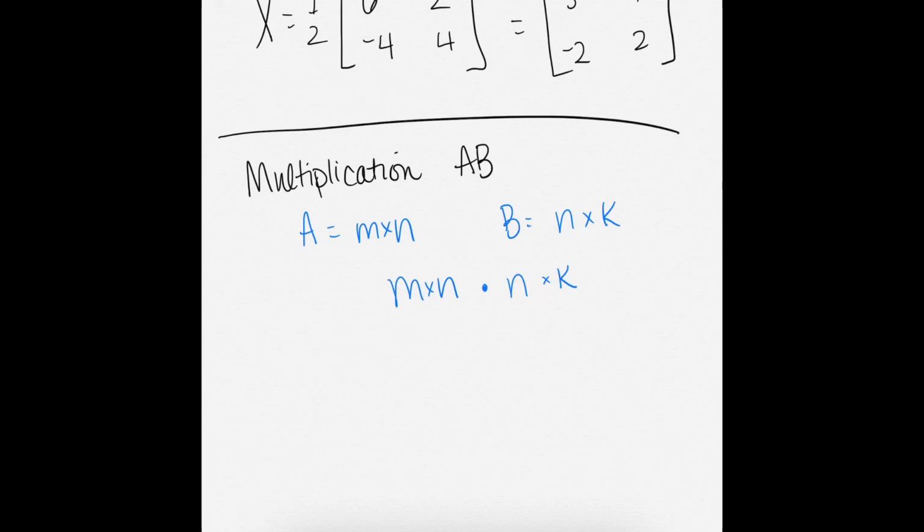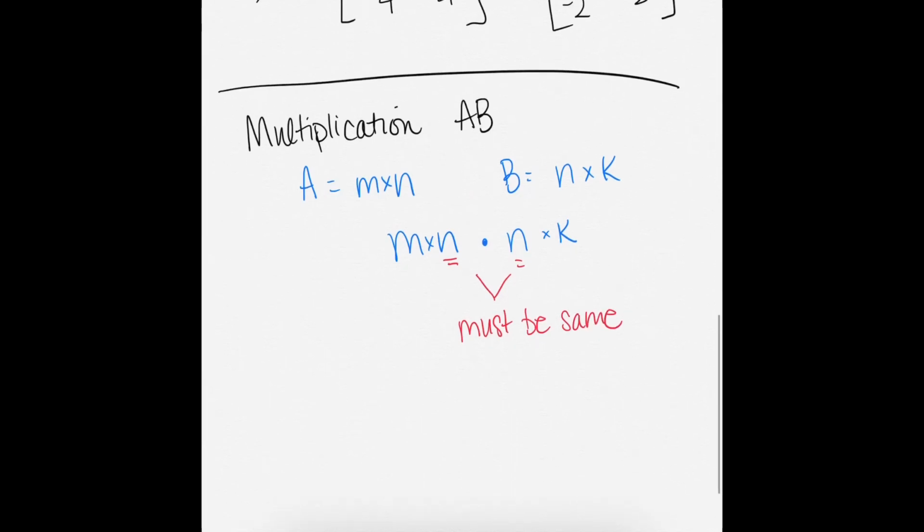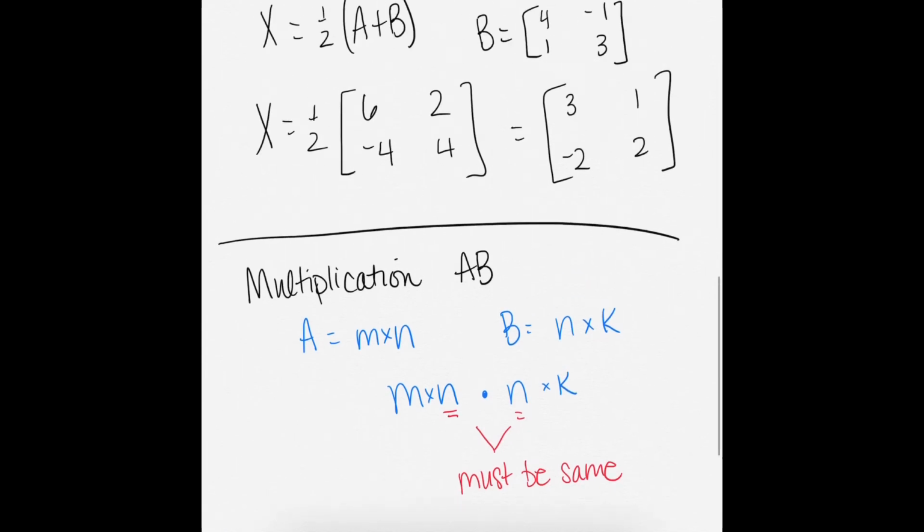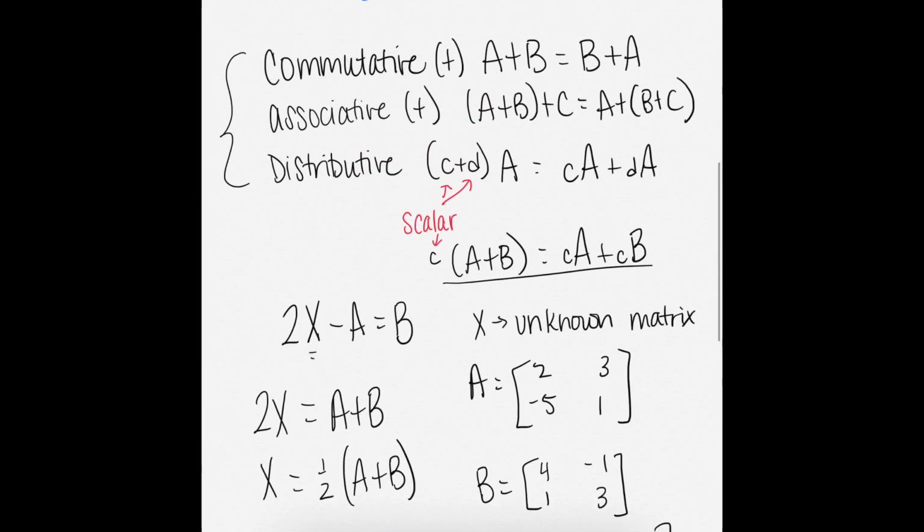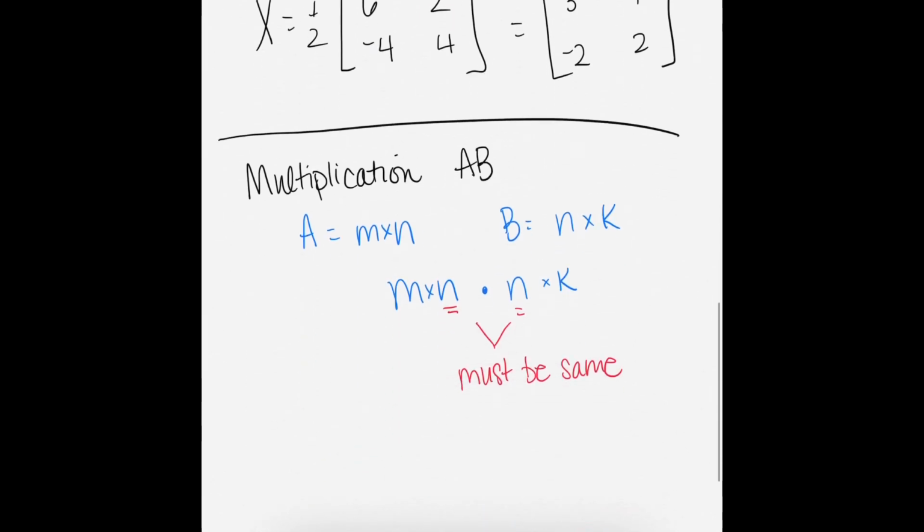So in order to multiply two matrices, the columns of the first and the rows of the second have to be the same. And I will show you why in a minute. But these two have to be the same. This is why the commutative property for multiplication does not hold true.